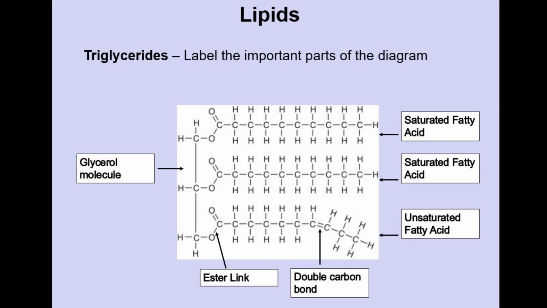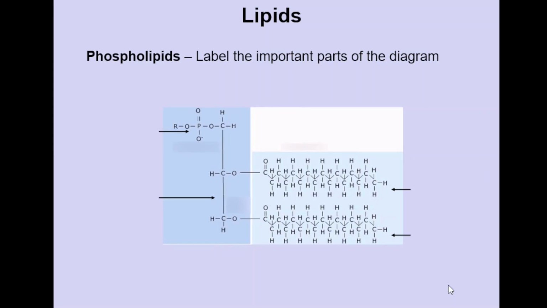So we've got an ester link here, another one here, and another one here. So hopefully you can remember all of that. Moving on to the next slide, we've got a diagram of a phospholipid. Again, we can see our glycerol molecule here. So this is the glycerol molecule.